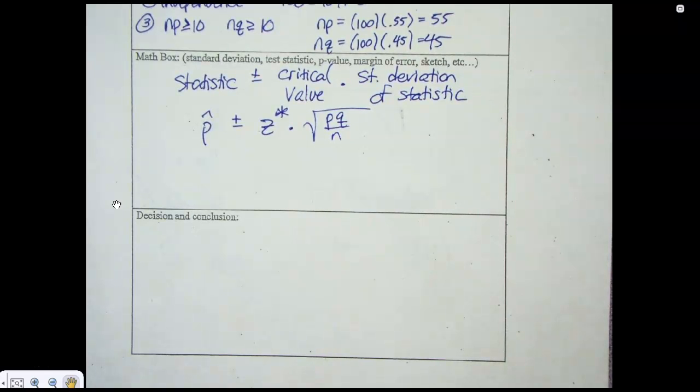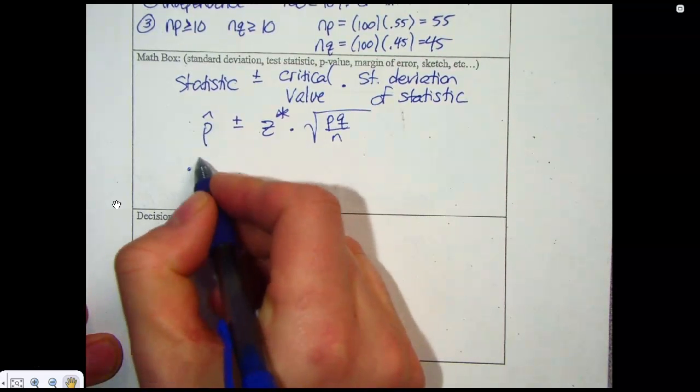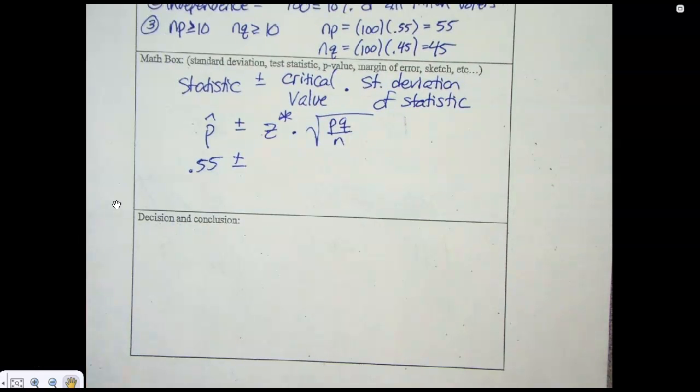So now we're going to fill in what we know. In this problem, what's p hat? 0.55. Plus or minus z star. You're going to go to your calculator.